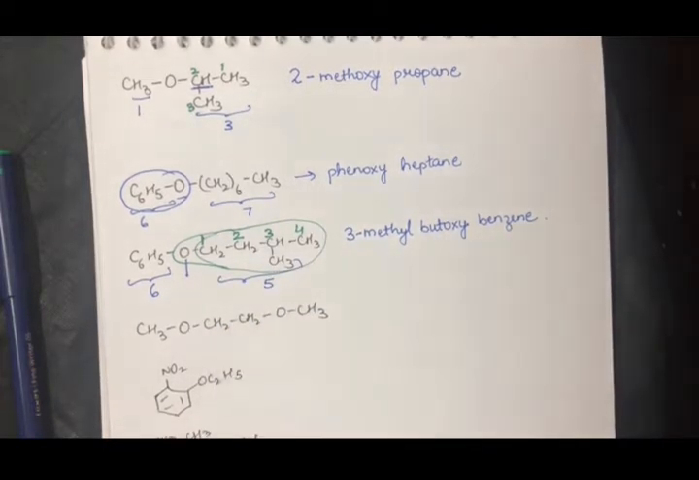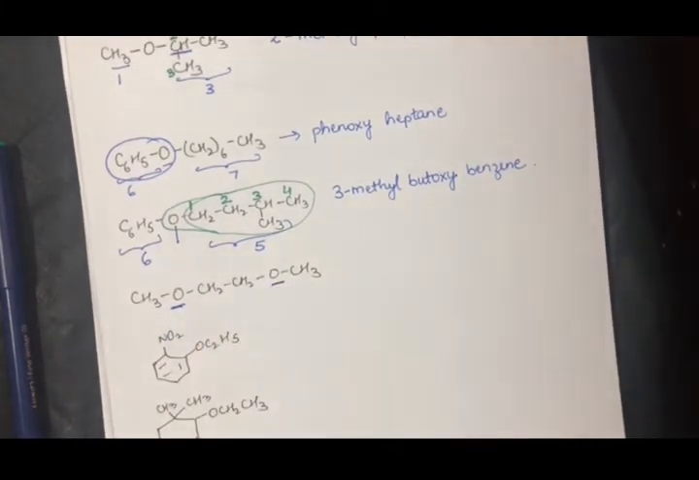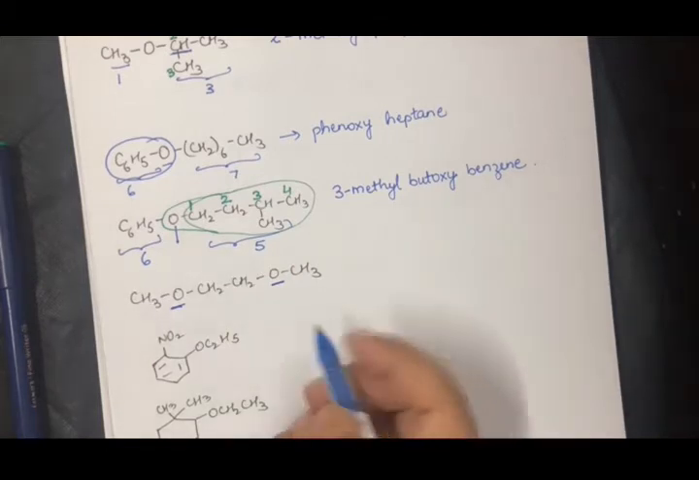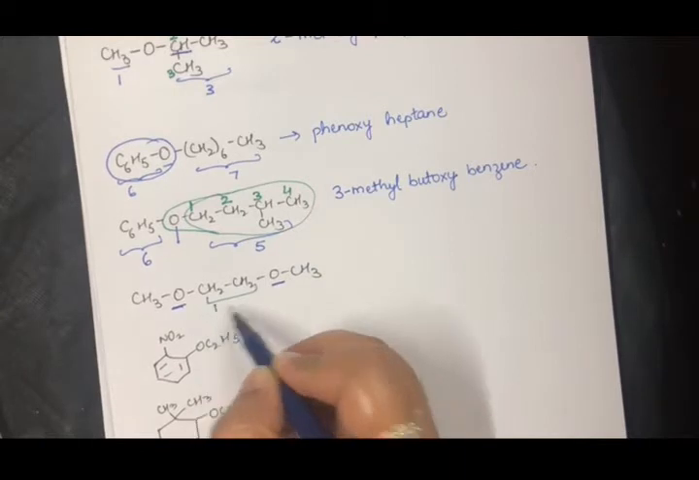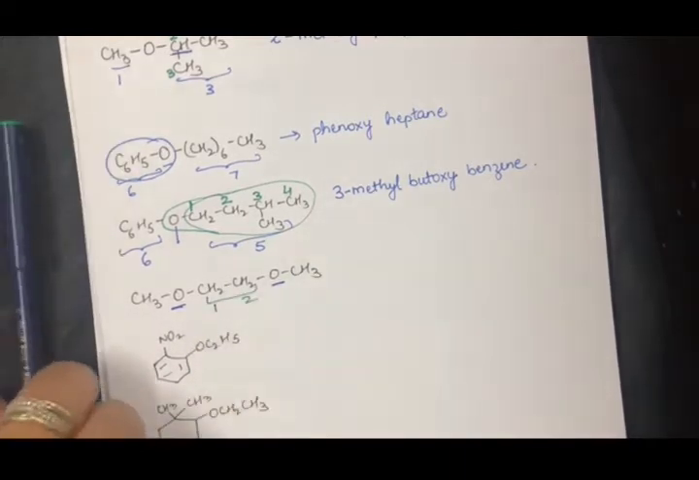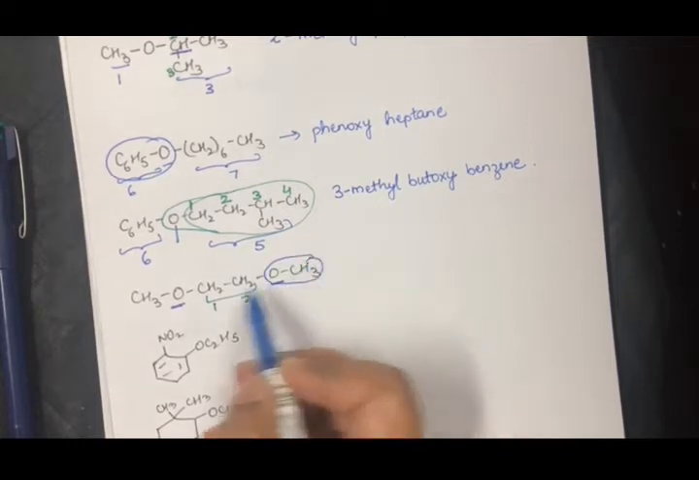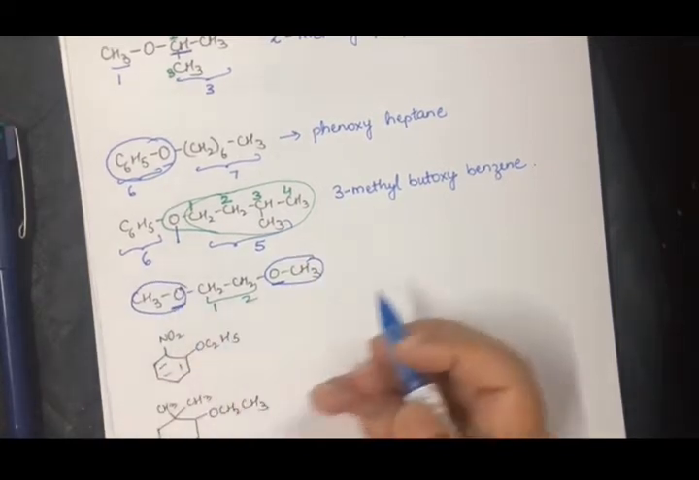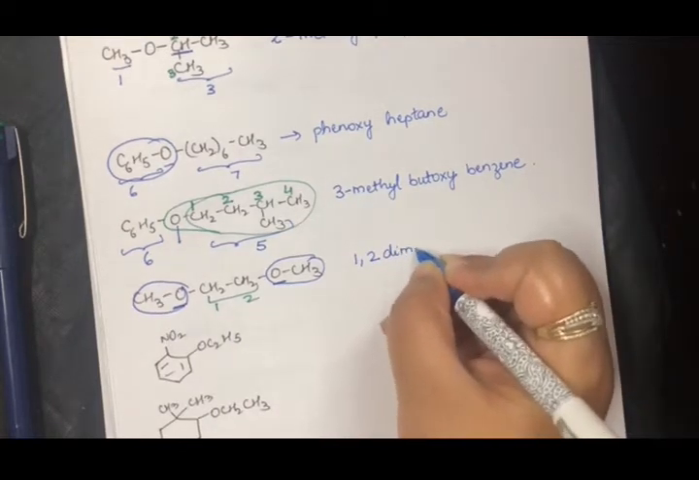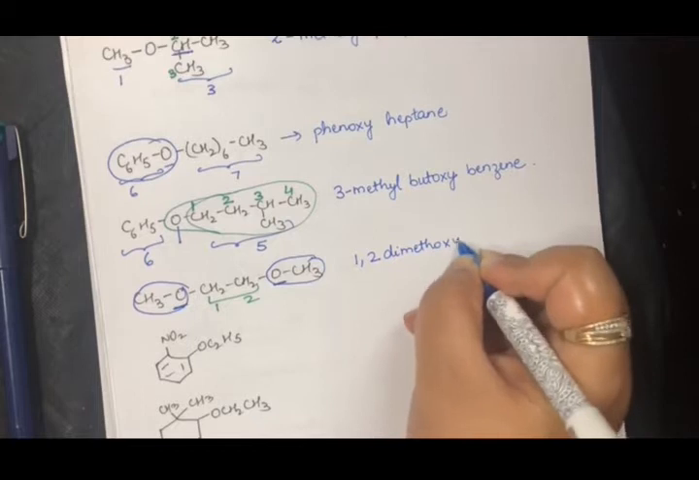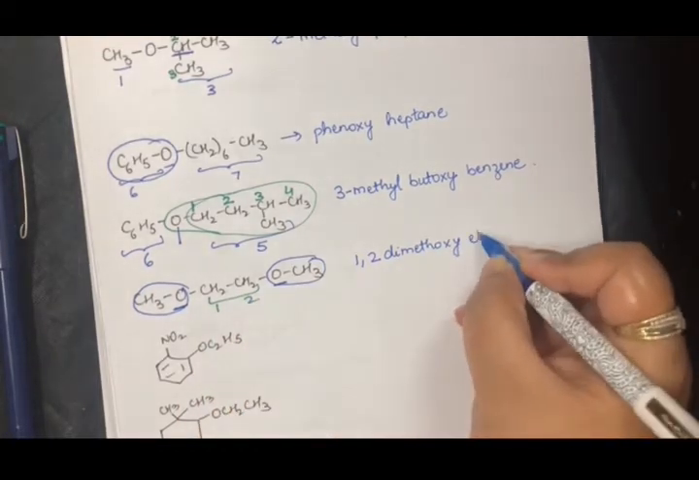Now this structure. Now what is happening here? There are 2 ether groups present. So what you will do is you will number your longest chain here, which is this. This is 1, 2. It doesn't matter from which side you start numbering. So this is a methoxy group. This is a methoxy group. So you will write 1, 2 dimethoxy, and which is the longest carbon chain here? It is 2, which is ethane.